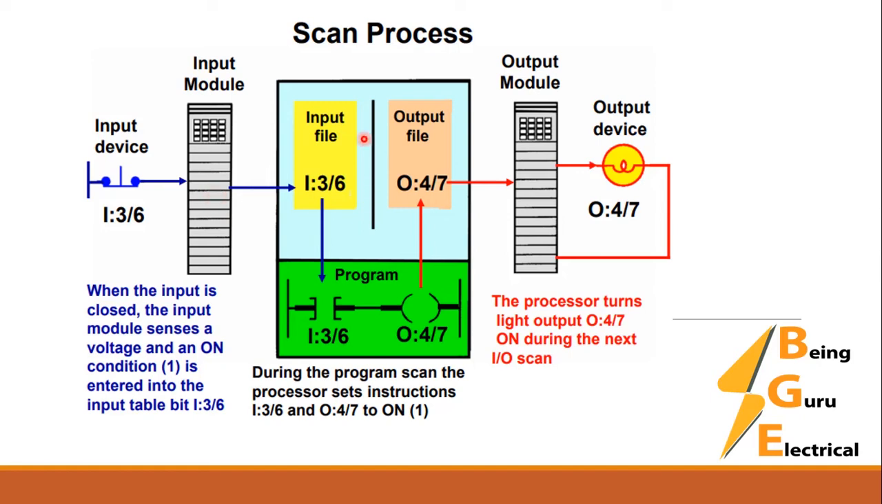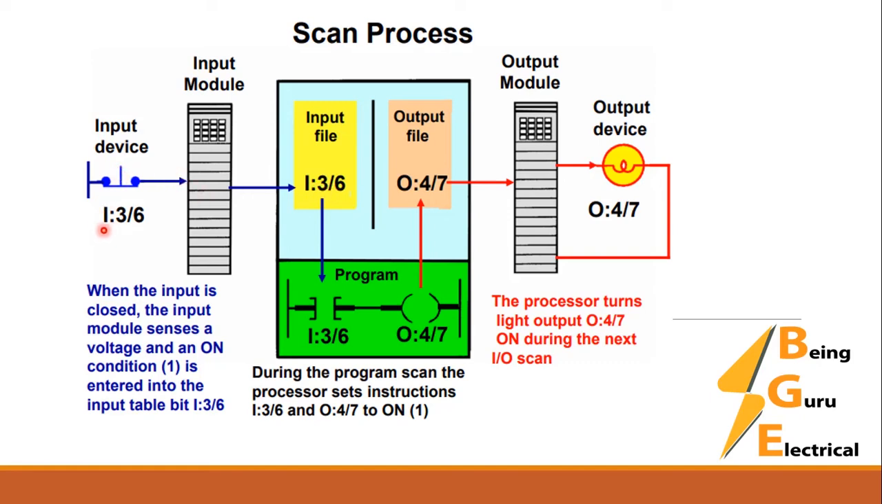So we have this address 1 colon 3 slash 6 in the input file, and this address is given to this switch. This 1 colon 3 slash 6 is representing the memory location in the input file, and this input location of the memory bit is connected to this program file NO contact. Same here, this output is connected to this output file. All the data is saved here. So this output on and off depends on the data inside this address.